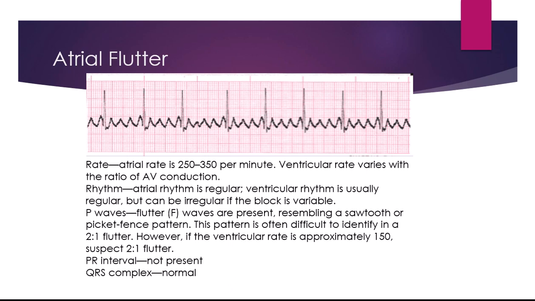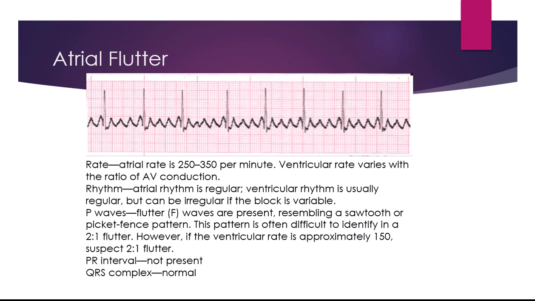Again, you don't have P waves, but you have flutter waves or big F waves. Many times it's described as looking like a picket fence or the teeth of a handsaw. They're jagged, they're upright. If you don't have P waves, guess what else you don't have? You don't have a PR interval. So we don't calculate a big FR interval, we simply say there is none. Then the last thing, you can see that your QRS is very, very narrow. Not a problem there.